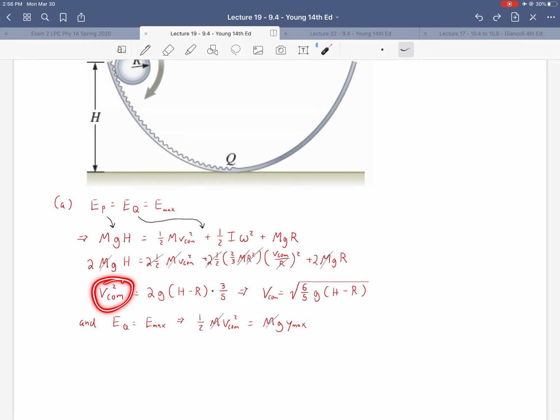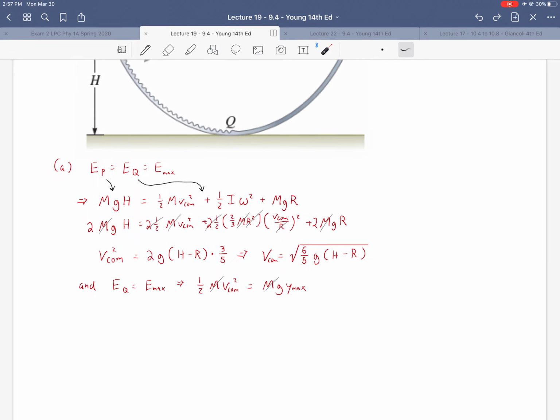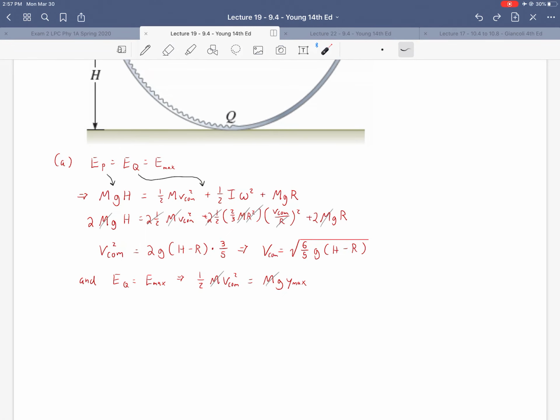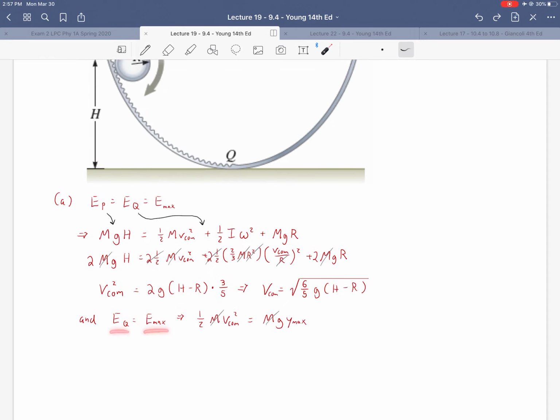So that means that its center of mass has a velocity equal to the square root of 6/5 times g times (h minus r). And that comes out of doing our typical substitutions that we've seen a couple times now, right? Replacing omega with v_com over r, replacing I with the given moment of inertia formula, and then simplifying everything, combining like terms, and getting our velocity of center of mass. And then we're going to use that velocity to find out how high it goes.